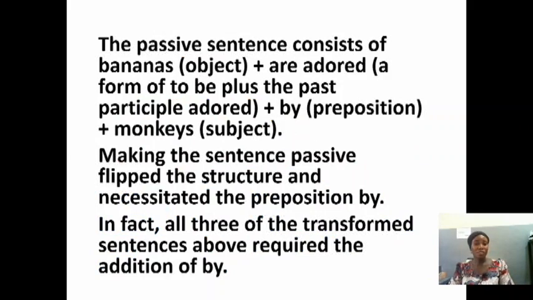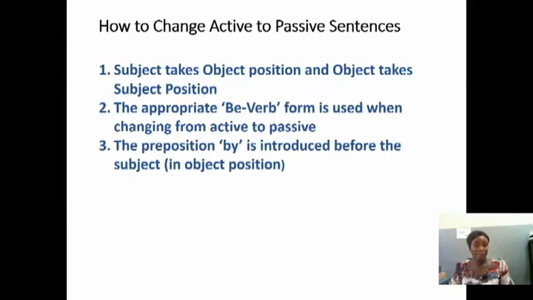However, the passive sentence consists of bananas, which is the object, followed by "are adored." This is a form of to be plus the past participle "adored," followed by the preposition "by," and then we have monkeys, which is the subject in the sentence. Now, making the sentence passive flipped the structure and necessitated the preposition "by." In fact, all three of the transformed sentences above require the addition of "by."